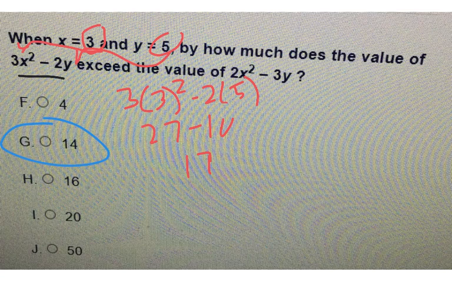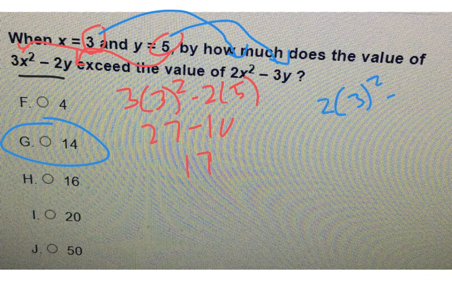And then do the same here for the second one. So I'm going to plug in 3 for x, and I'm going to plug in 5 for y. That's going to give me 2 times 3 squared minus 3 times 5. That would be 18 minus 15, which is 3.